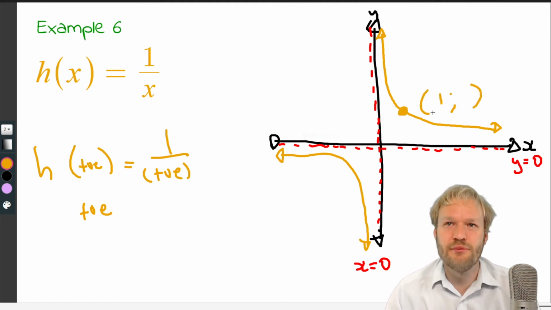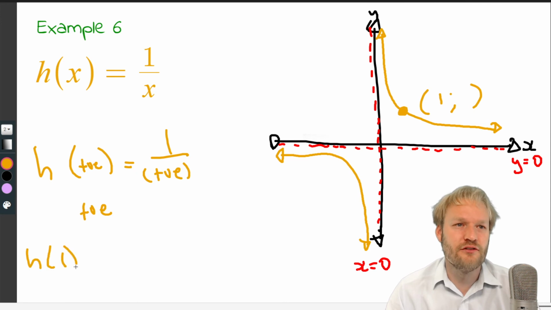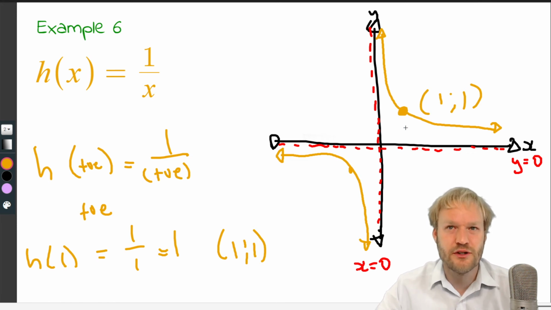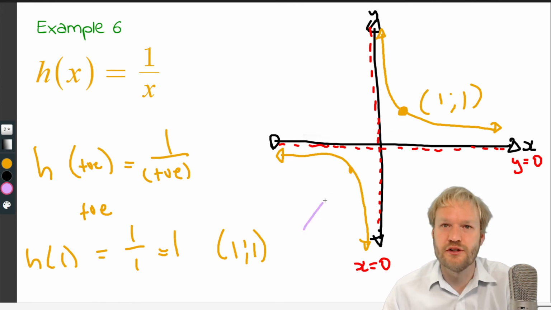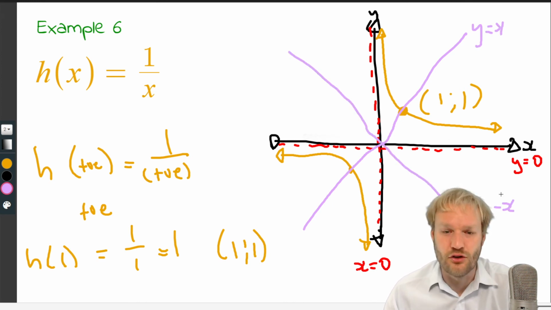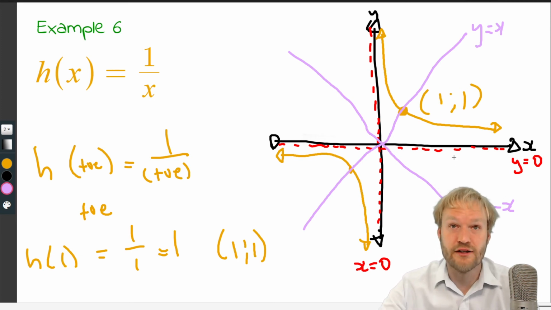And maybe it would be useful to put one point on our function. So I'm going to choose randomly the input 1. So h of 1 is 1 over 1 equals 1. So the point 1, 1 is on our function. Cool. We're not going to go into our lines of symmetry because that's not our focus for hyperbolas at the moment. But just remember that there are these lines of symmetry, y equals x and y equals minus x. Not the focus for this section, but just a reminder that those are there.